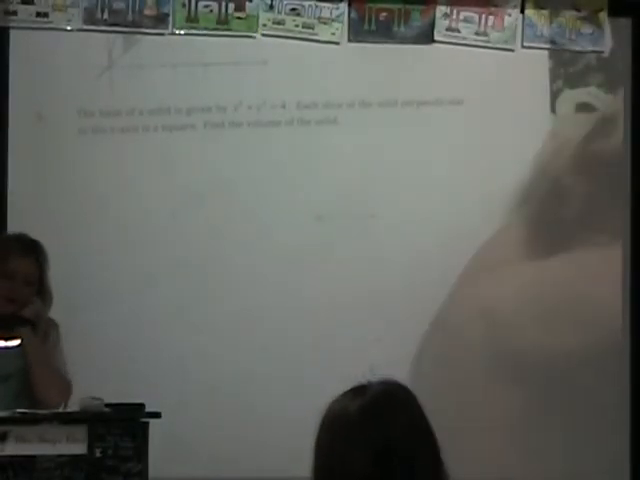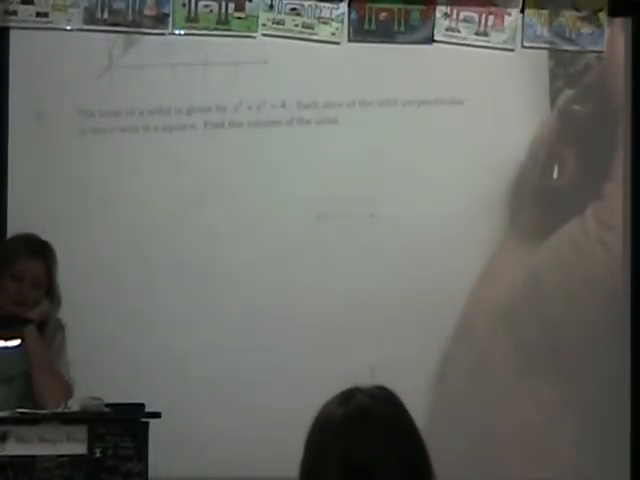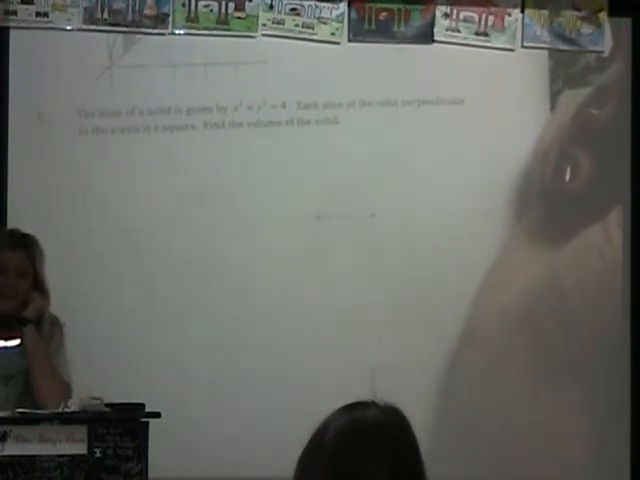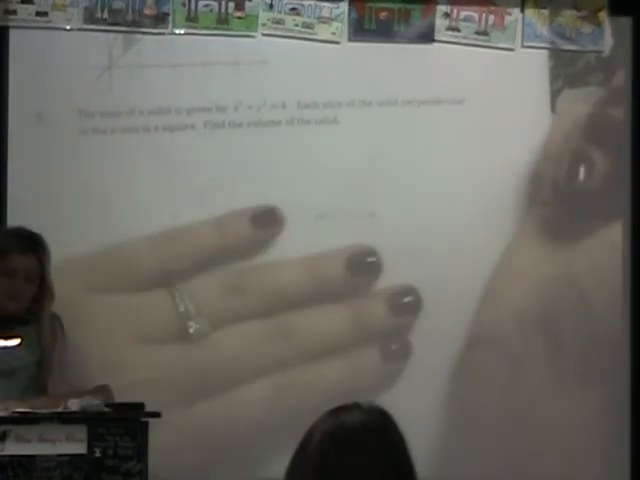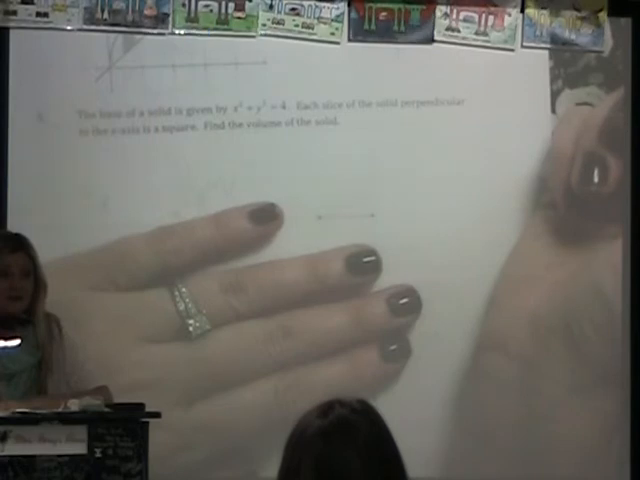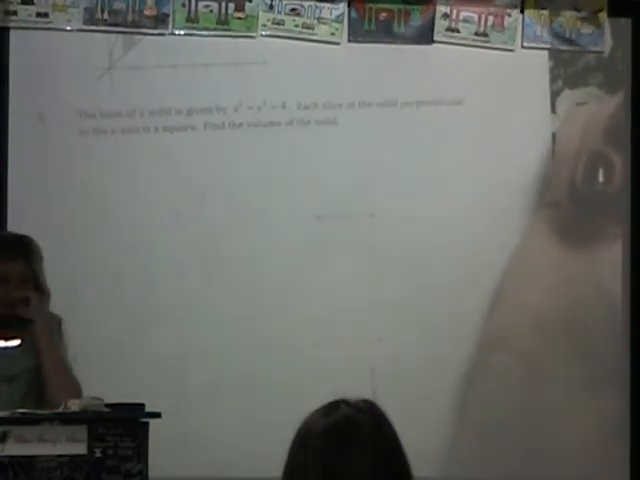All right, let's look at number 4. Find the volume of the solid formed by revolving the region bounded by the graphs of f of x equals square root of x and g of x equals 0.5x about the x-axis. There's going to be a hole this time, right? So this time we have to use the washer method.